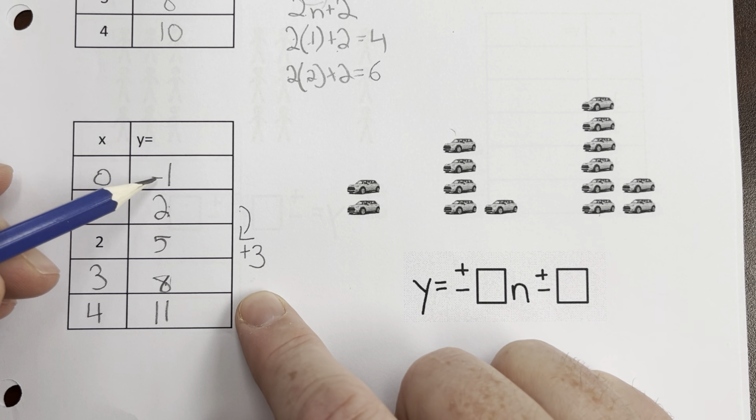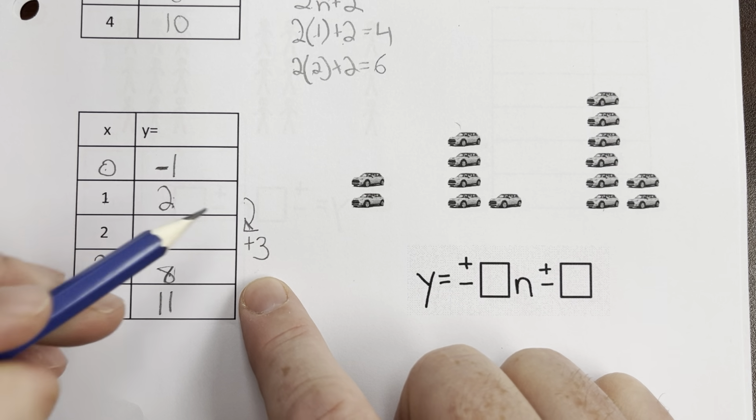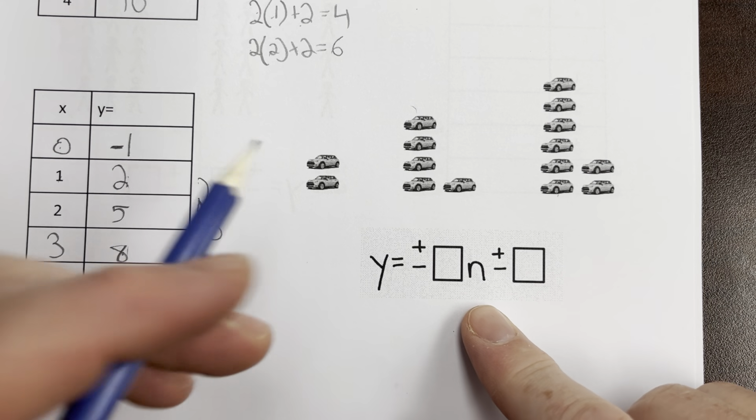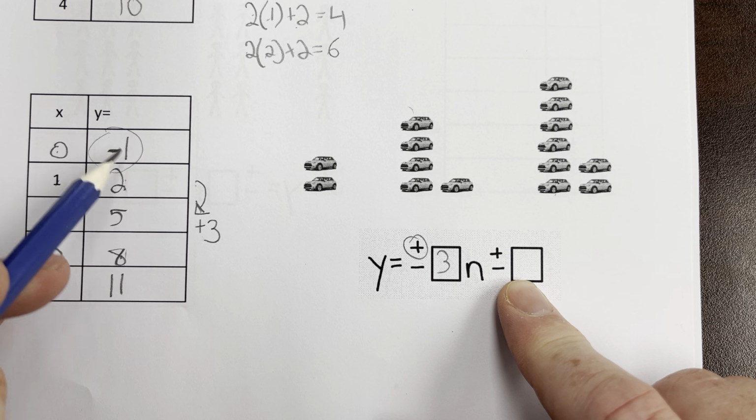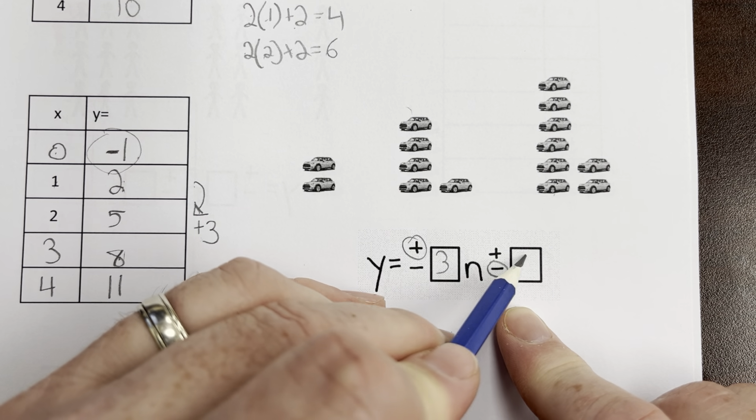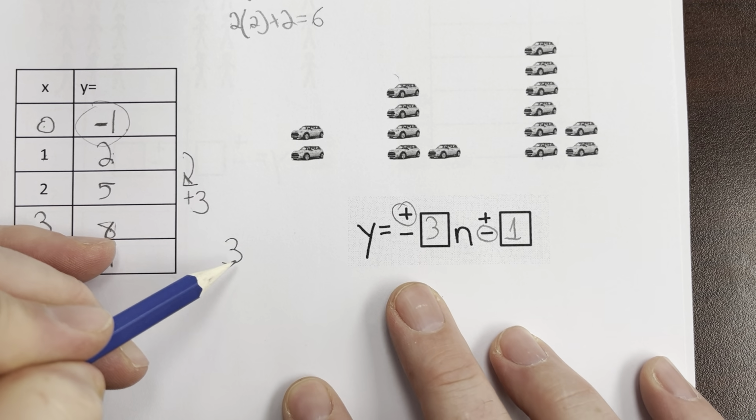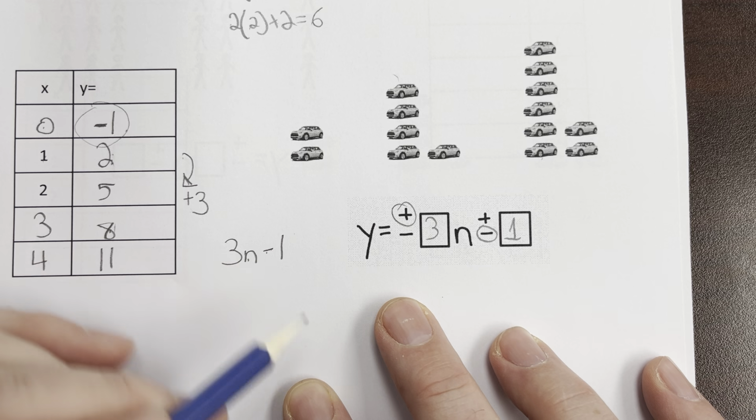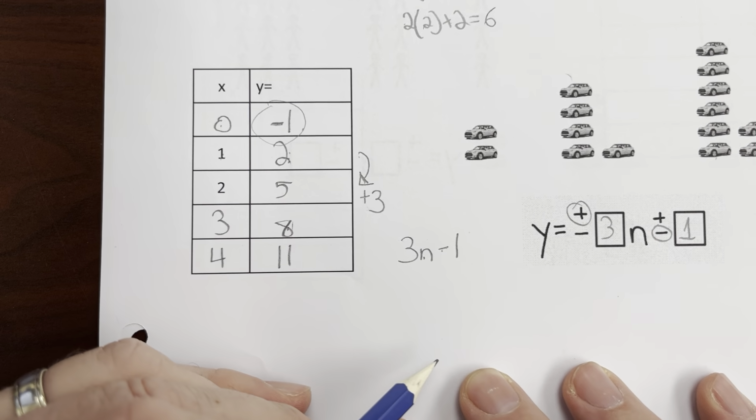Okay, so now we have my y value at 0, and then I know my change. So I can put these in. So again, this is my numerical coefficient, so a positive 3. And then my constant is this value here. So subtract 1. So the expression builder shows us that the expression that goes with this pattern is 3n minus 1.